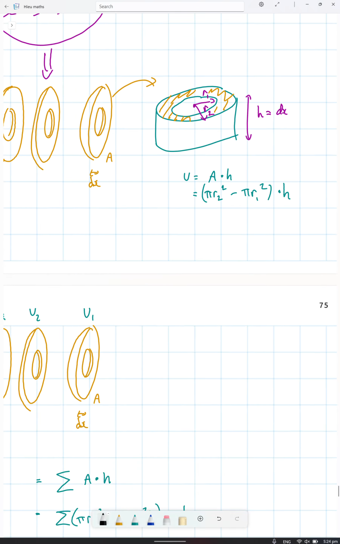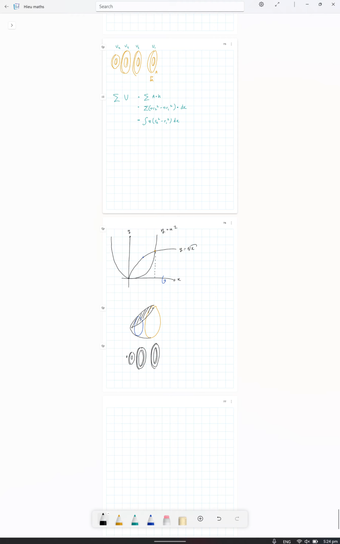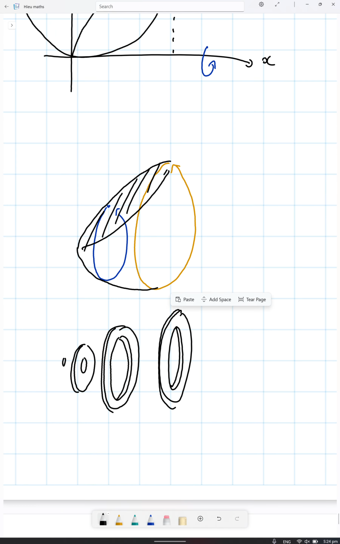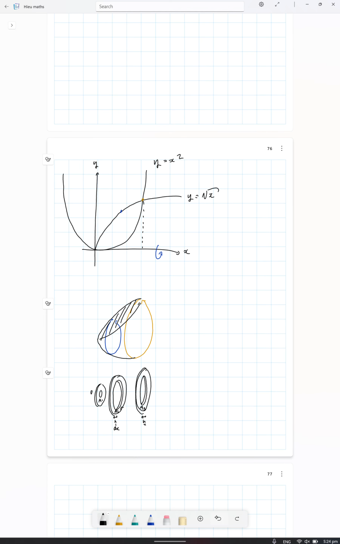So we need to do the same thing here. We need to be able to find the area of each of these washers. So we need to find this area, this area, and then multiply that by the height of each, which is just dx. And then we add all the volumes together, which gives us the total volume of the shape.